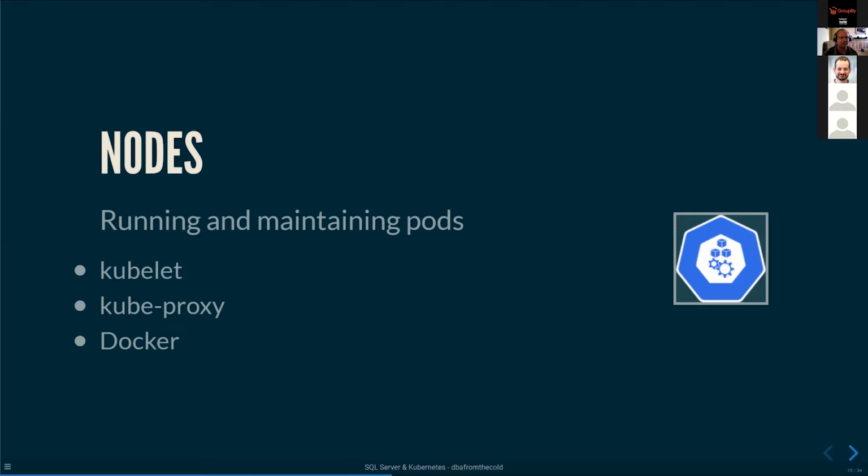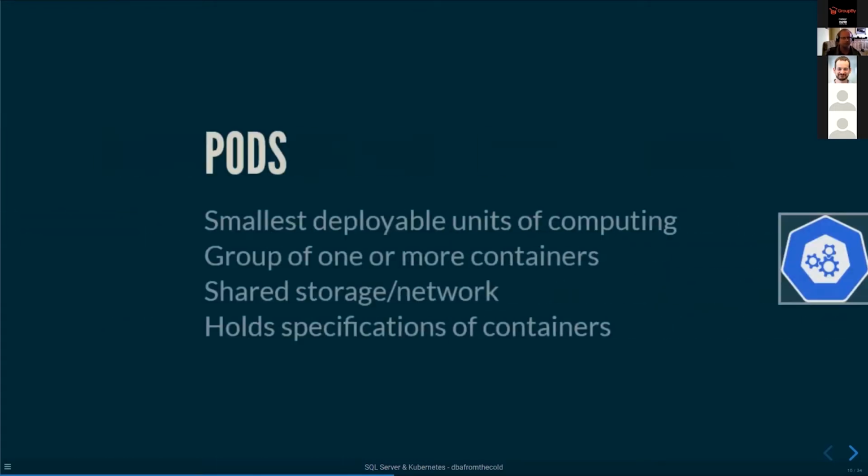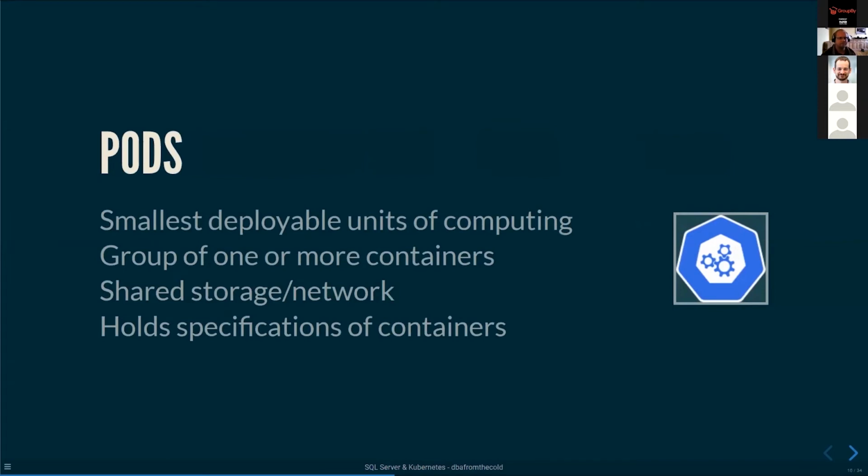I keep saying that word. What's a pod? The way I think of it is, what's the Docker icon? It's a whale. What's a group of whales? It's a pod. A pod is a group of one or more containers that we run as the single smallest deployable unit of computing in a Kubernetes cluster. So we don't run containers directly, we run pods, and the containers run within those pods.